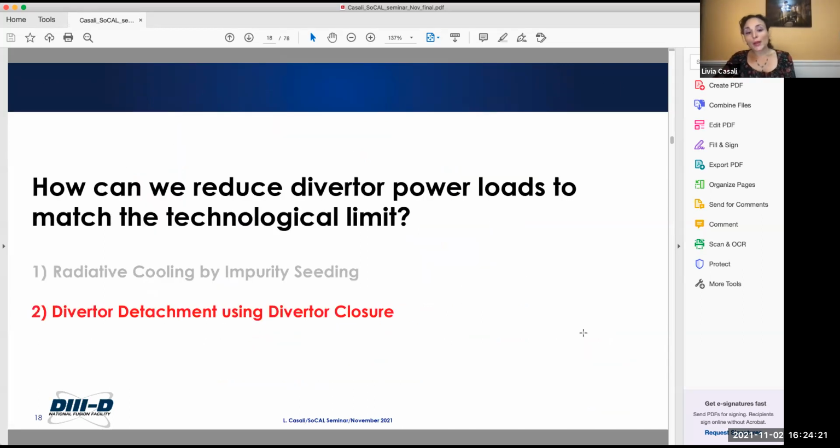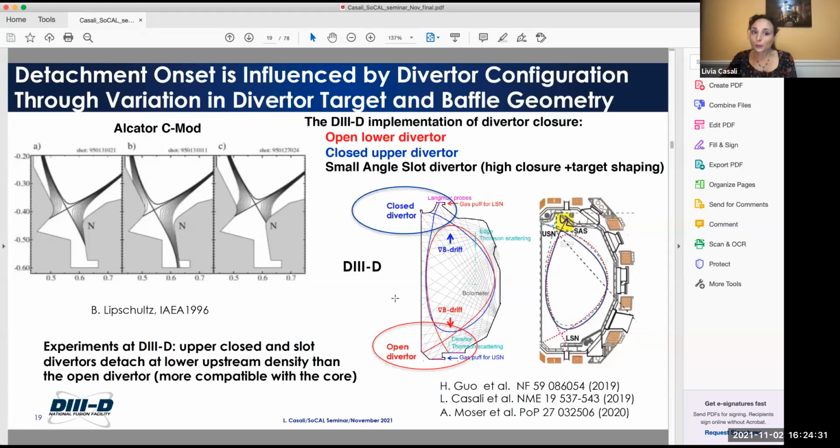Now, the other way to reduce the power loads at the target is through divertor detachment. Now, it has been shown in a number of tokamaks that the detachment onset is influenced by divertor configuration, through variation in divertor target and baffle geometry.